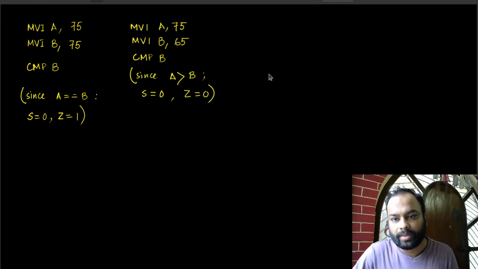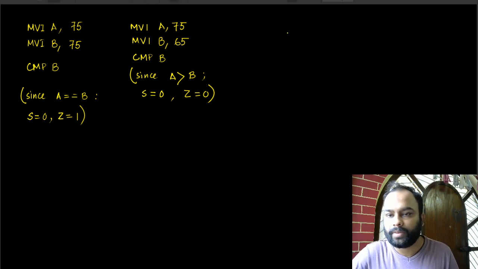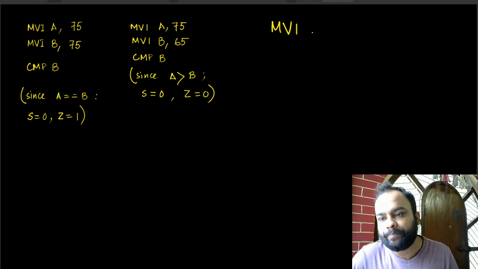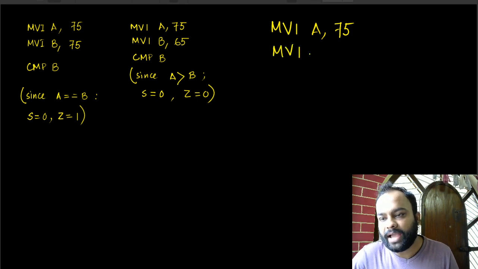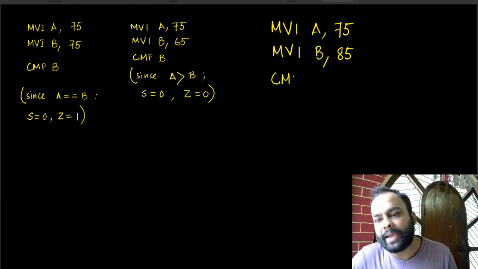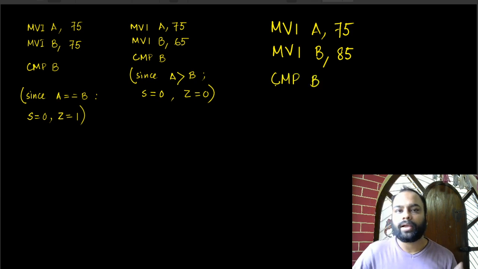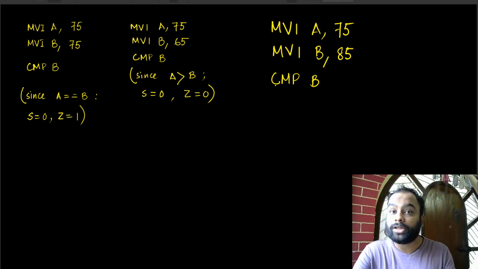All right. Now let's see the last one where we have MVI A, 75, so the number stored in register A is 75, and MVI B, 85. I'm just choosing 75 and 85 at random. If I now compare the content of register B with that of register A, under the hood a subtraction takes place, so A minus B, and the result is of course now negative.